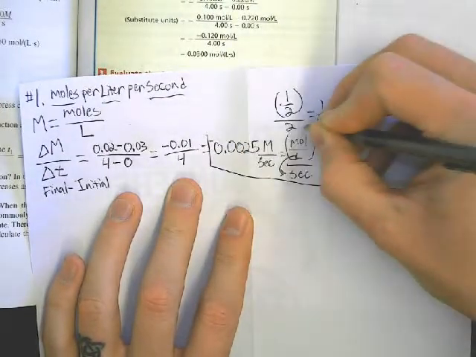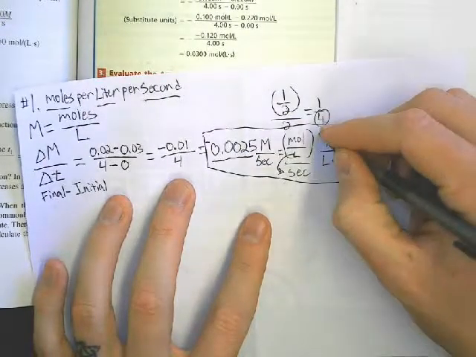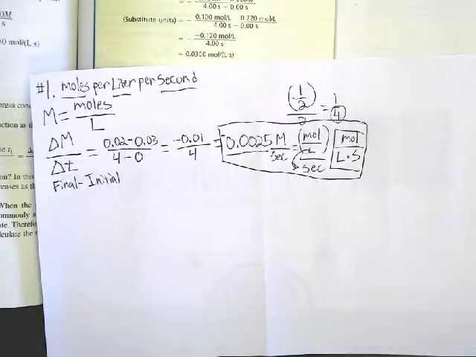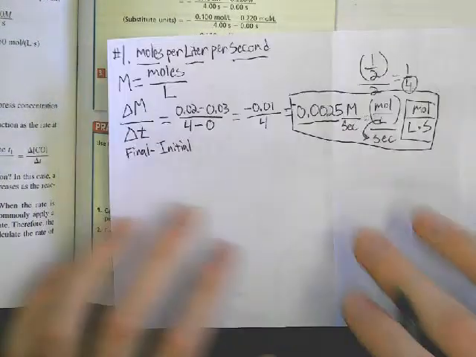You don't have to have all of this stuff. I just want to make sure you have your number and your units. Alright, but how are we feeling about it so far? Doing alright? Okay, let's try another one. Let's go to number 2.